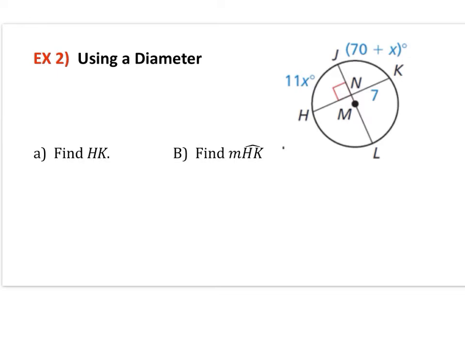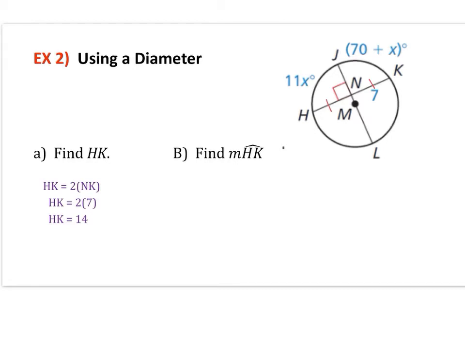All right, so let's use a diameter in this example that bisects a chord. So we want to find the length of HK. All right, so we know that the length of HK, which is the entire chord, is equal to 2 times the length of NK. And that's because when a diameter intersects a chord, it's a perpendicular bisector. So that makes the length of HK twice the length of NK. So we substitute the length of NK with 7, and we want 2 times 7. So the full length of HK is going to be 14.